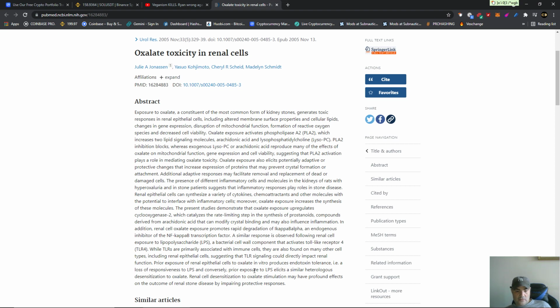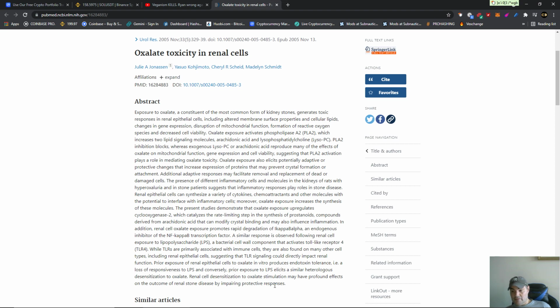And conversely, prior exposure to LPS elicits a similar heterologous desensitization to oxalate. Like I said, to deal with the oxalates, your body has to desensitize to it to prevent inflammation. So it turns your immune system off. Renal cell desensitization to oxalate stimulation may have profound effects on the outcome of renal stone disease by impairing protective responses.